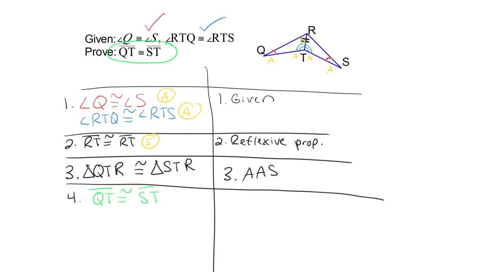So now I can go over here and say, oh, well, since these two triangles are congruent, these two segments are going to be congruent to each other. And that's called CPCTC, which stands for corresponding parts of congruent triangles are congruent. You will need to know what that means, so make sure you study that. All right, so that's how we would do this proof. You always prove the two triangles are congruent first, and then once you've done that, you can prove their corresponding parts are congruent.